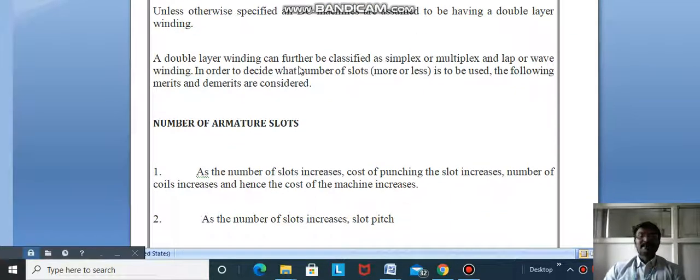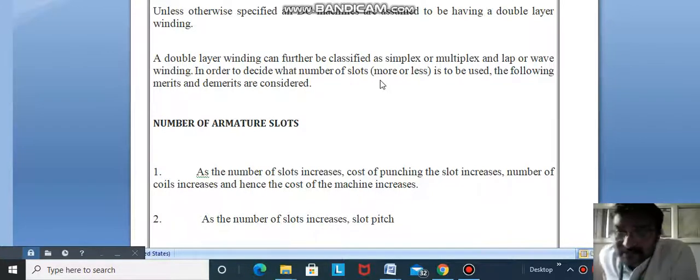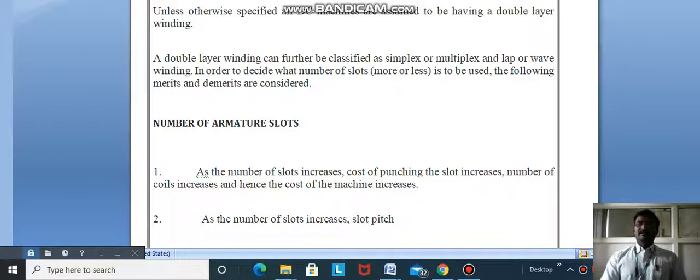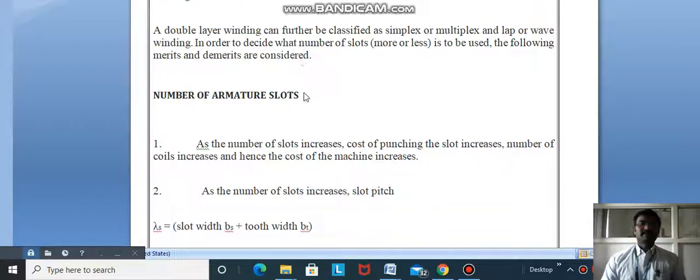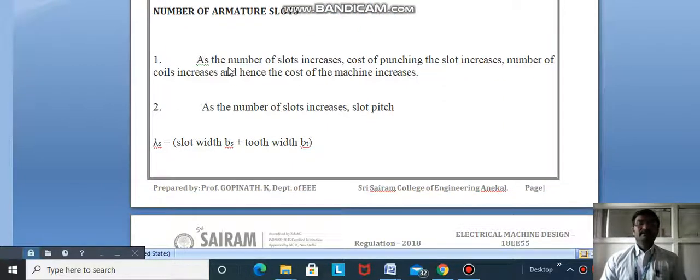A double layer winding can further be classified into simplex, duplex or multiplex windings, and lap or wave windings. In order to decide the number of slots to be used, we consider the following merits and demerits of the number of armature slots. As the number of slots increases, the cost of punching the slots increases, the number of coils increases, and hence the cost of the machine increases.